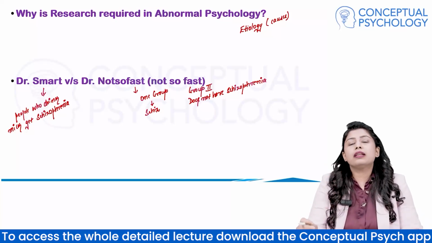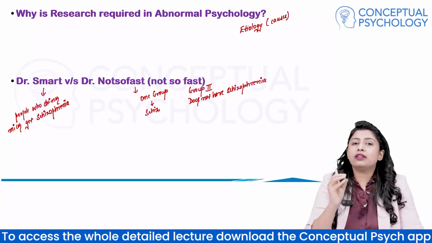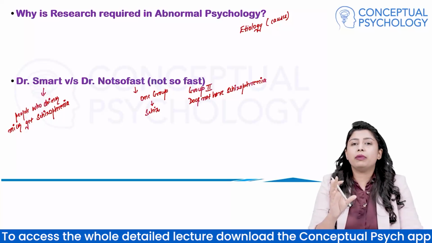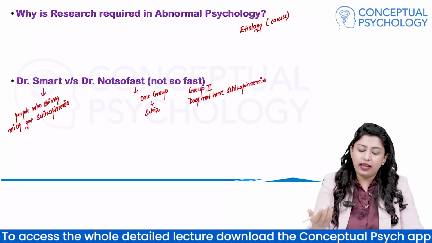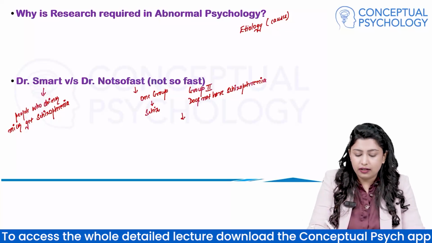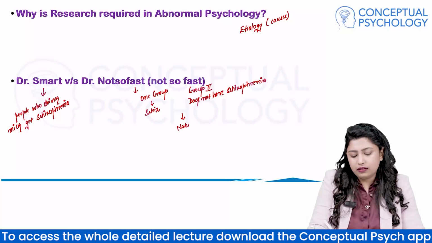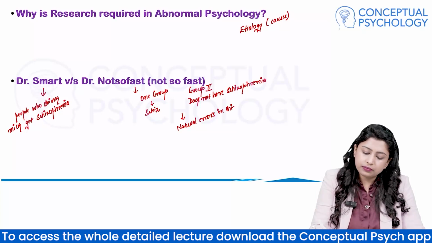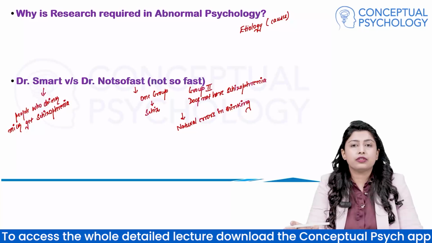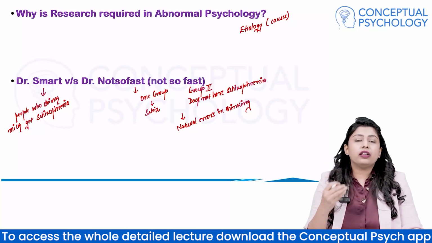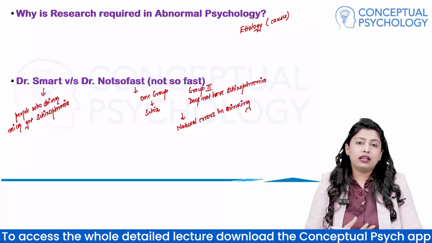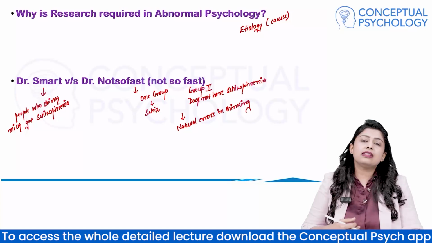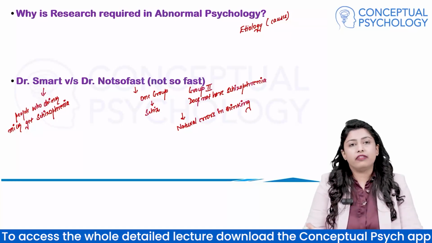So, as the simple example, it illustrates that research prevents us from being misled by natural errors in thinking. Here, the natural errors in thinking can be combated through research. So, in short, research protects investigators from their own biases in the perception and the inference.